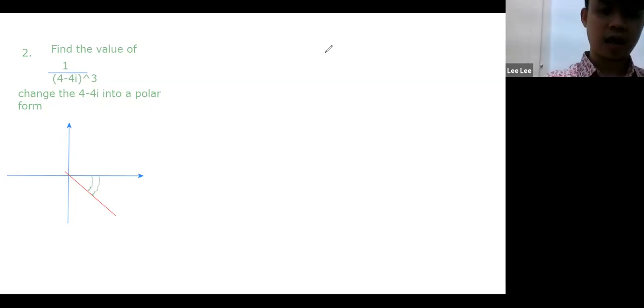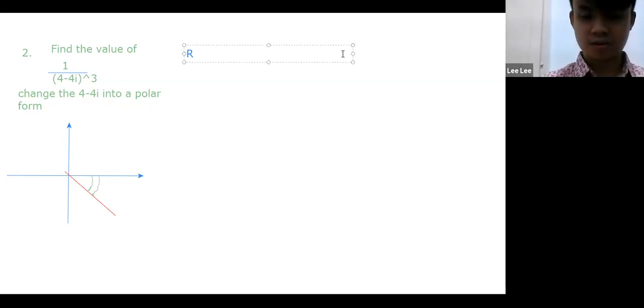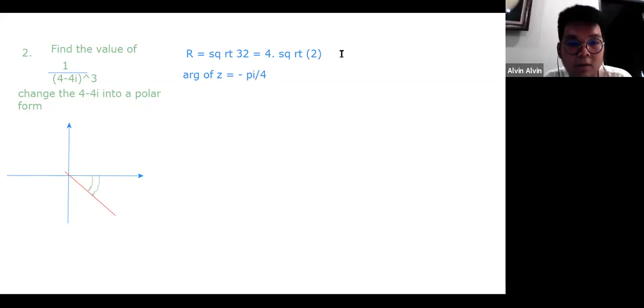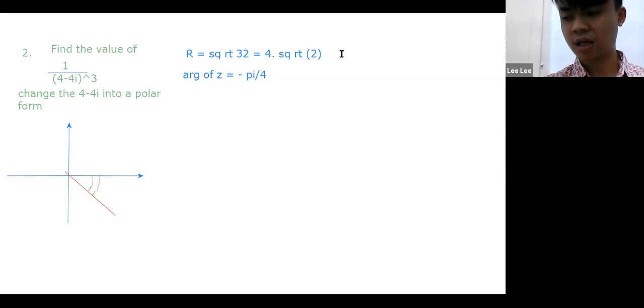If you change it, the r will be square root of 4 squared plus 4 squared, right? So square root 32, so equals 4 times square root 2, right? Well, the argument of z is negative pi over 4, because of the direction of the reading, right? Can you understand?